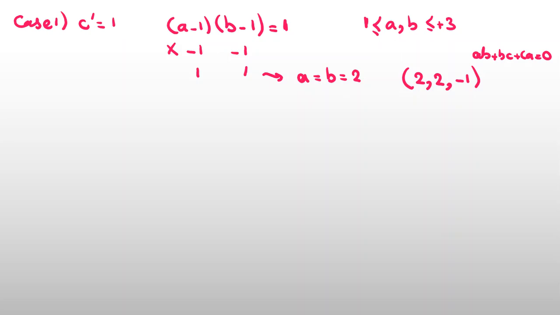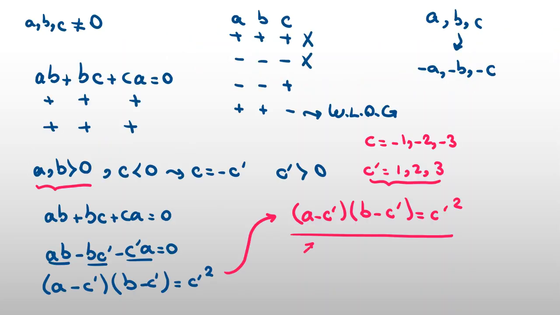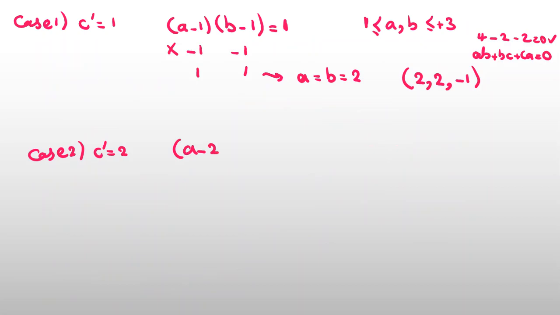So, okay, if you check here, AB will be 2 times 2, 4. BC will be negative 2, negative 2, 0. It works. And now, case 2, if C prime is 2. So A minus 2, if we check this equation, A minus 2 times B minus 2 equal to C prime squared, which is 4.